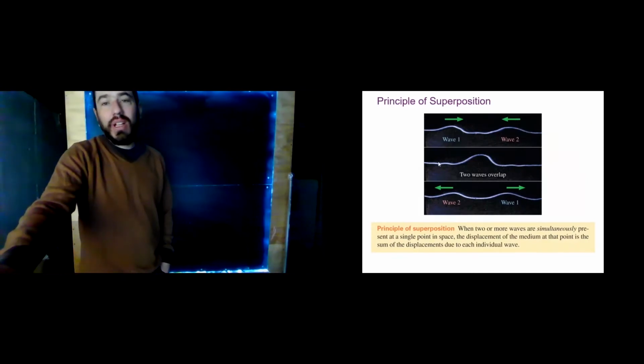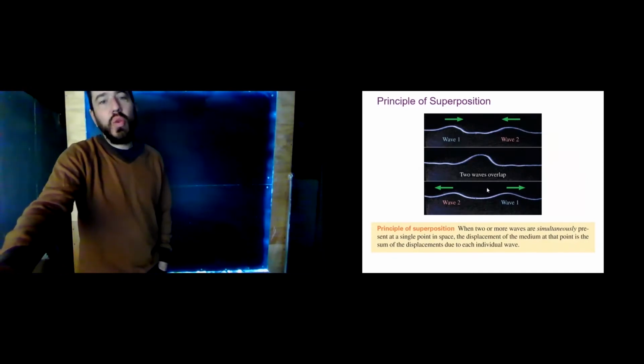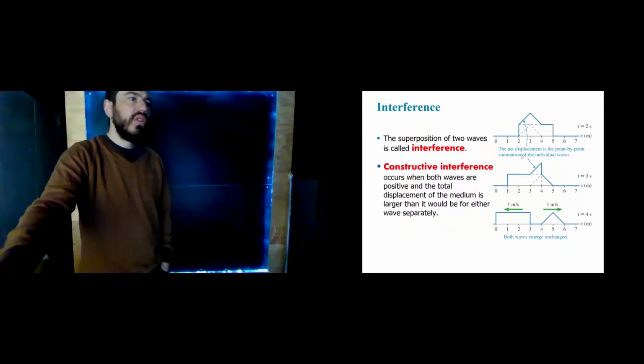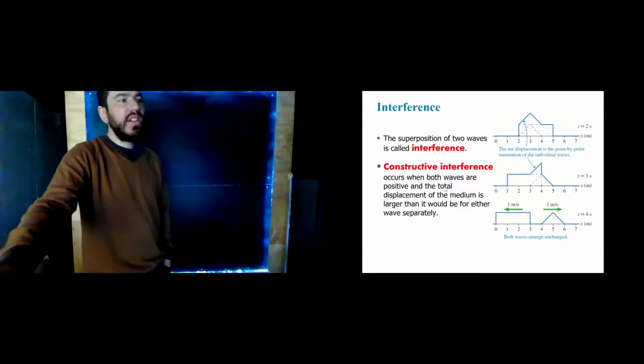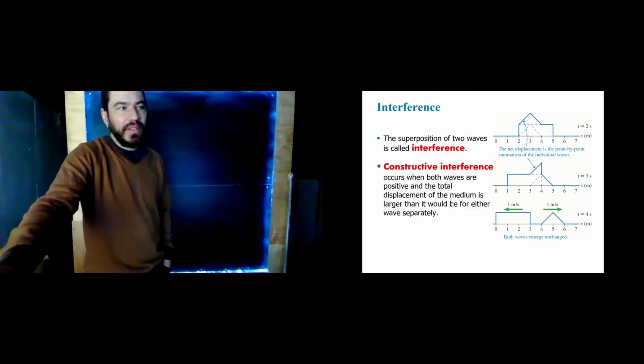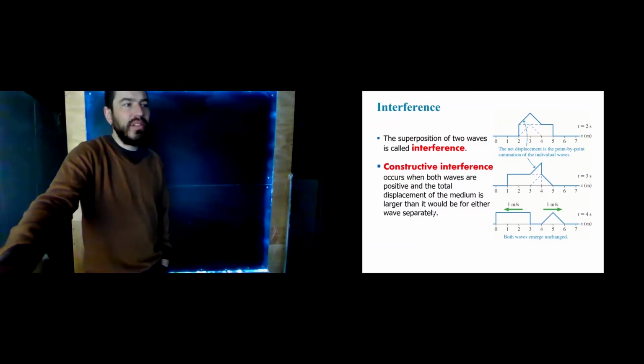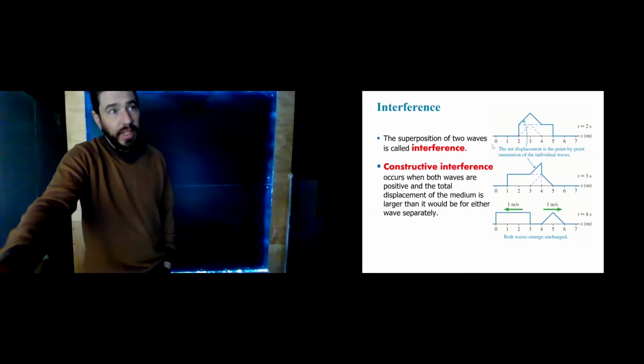This is another picture showing constructive interference. These two waves add. We'll talk about a different kind of interference here in just a second. So here we see constructive interference, and this occurs when both waves are positive. And so the total displacement of the medium is larger than it would be for either wave separately.